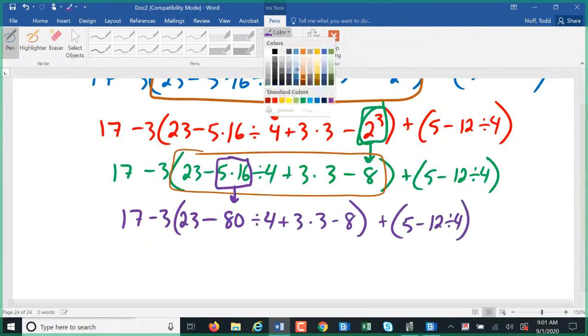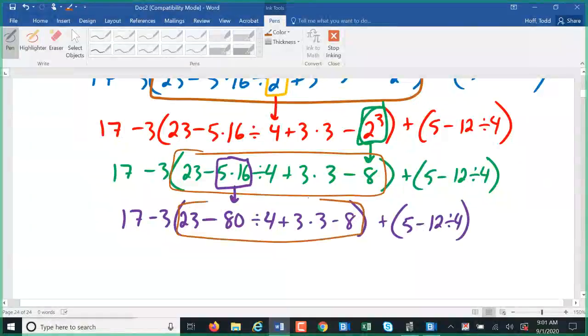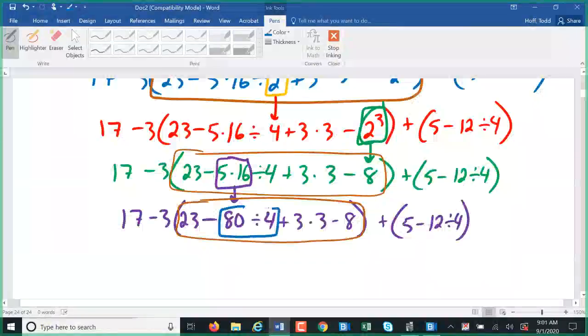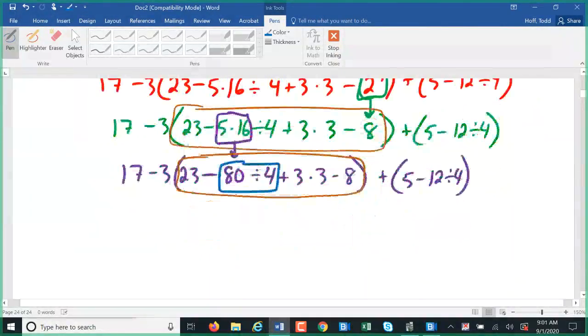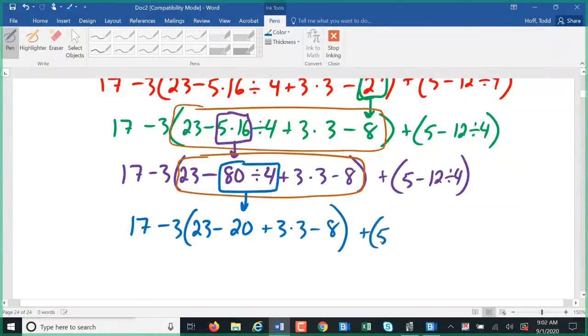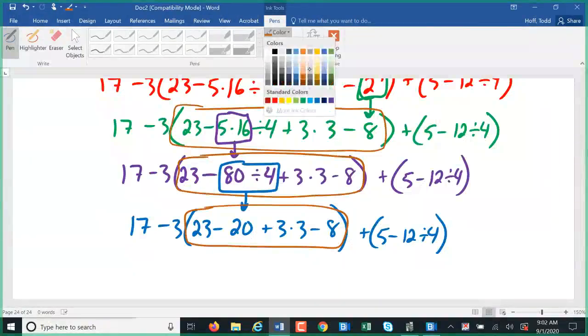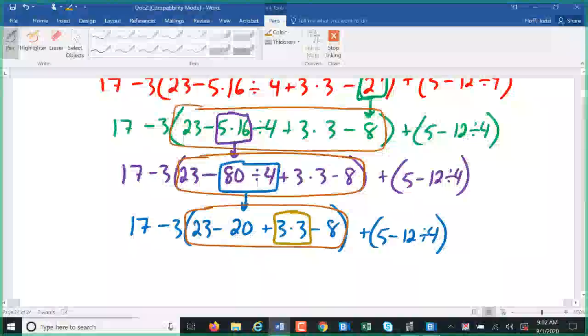Next, inside there, still doing multiplication and division, going left to right. I have 80 divided by 4. It's going to be 20. Still working inside that bigger set of parentheses. I have more multiplication and division yet. I have the 3 times 3 here, which is 9.